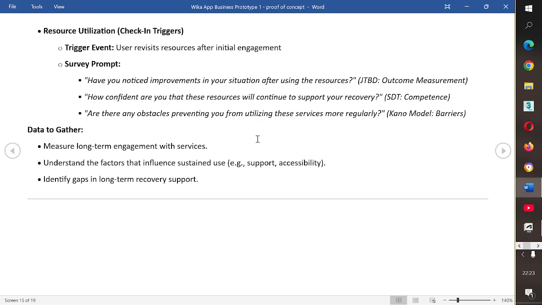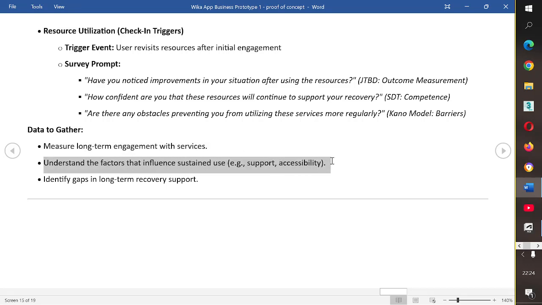Are there any obstacles preventing you from utilizing these services more regularly? They can tell us. This is just part of needs assessment, so we're trying to find out what their needs are. Now, the data we have, which we'll sell to people who help us, who are our partners, is to measure long-term engagement with services. Long-term is good because we can always say these people are hanging around even after the abuse has taken place. When we measure long-term engagement with services, we're also measuring the time, how long they'll stay.